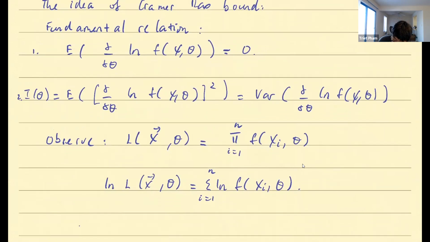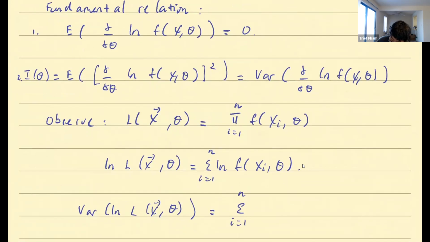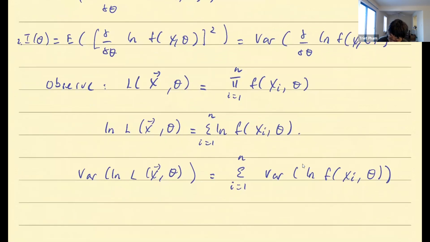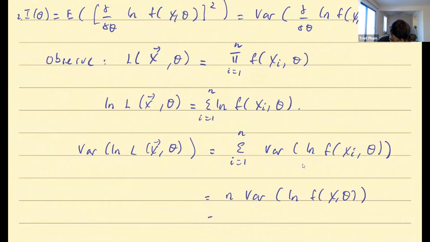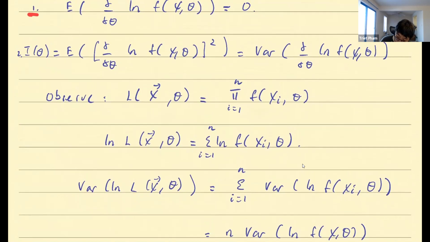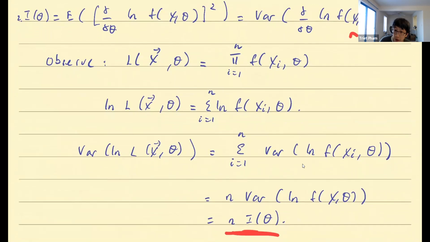So if you take the variance of the log likelihood, because the sample is IID, this will be the sum of the variances because they're independent. And because they're IID, all of these terms are equal, so you can write it as one single variance. And of course, that's just n times the Fisher information. So from these two observations, you get that the denominator of the Cramer-Rao bound is just the variance of the log likelihood of your sample. The denominator of the Cramer-Rao bound is the variance of your log likelihood. So that's that mysterious quantity.